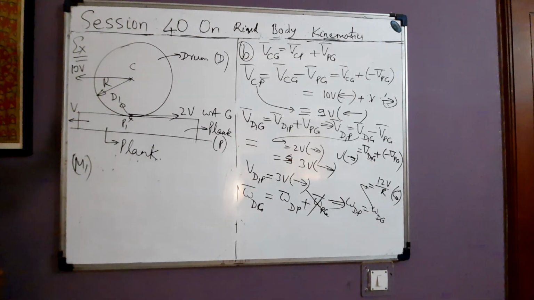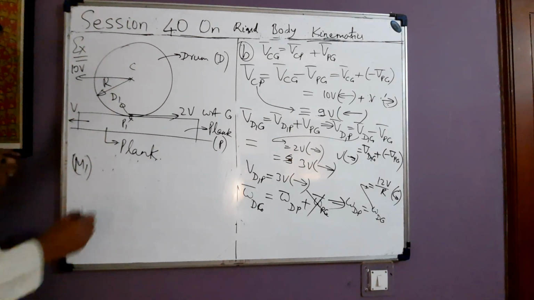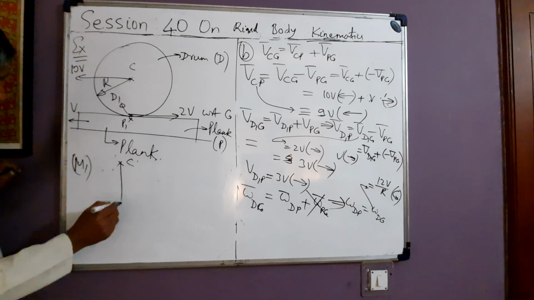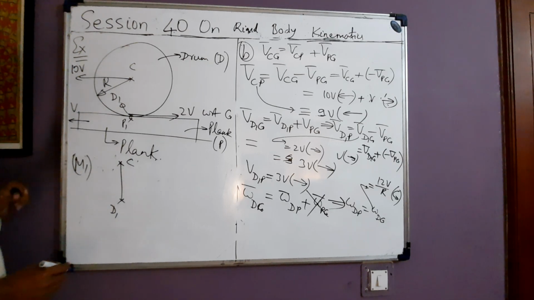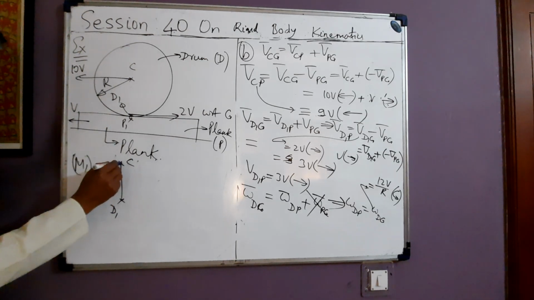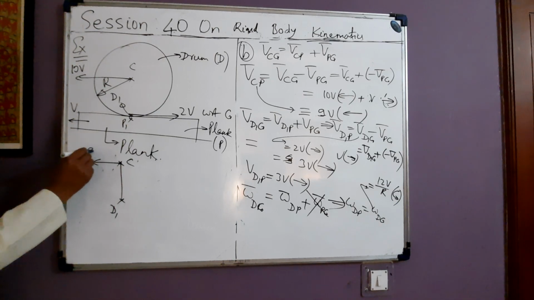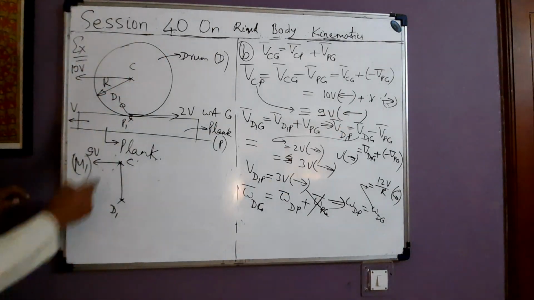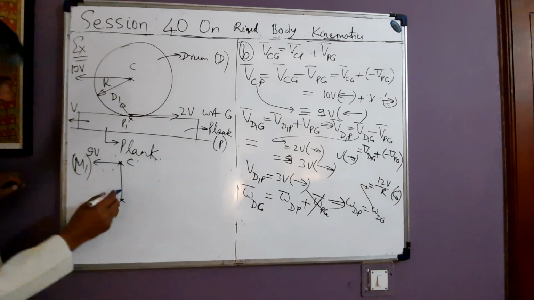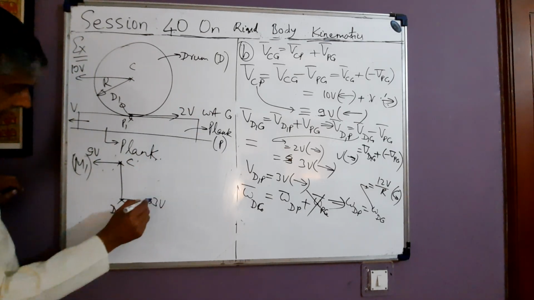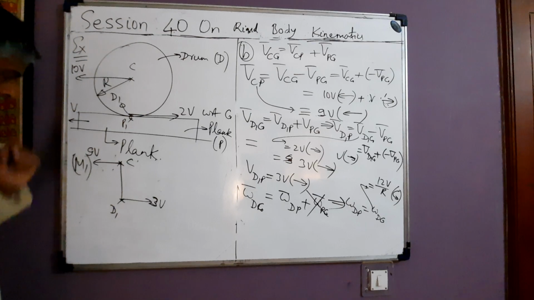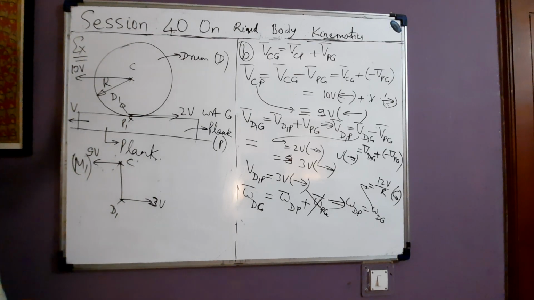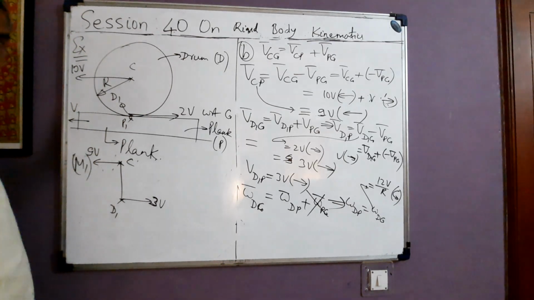Now what I do first, I draw the line C here, I draw the line D1 here. Now with respect to plank, center C is moving towards left. At what speed? 9V left, as I determined here. And D1 is moving rightward with respect to plank, at 3V right. And C is moving leftward at 9V. All these velocities are with respect to plank.